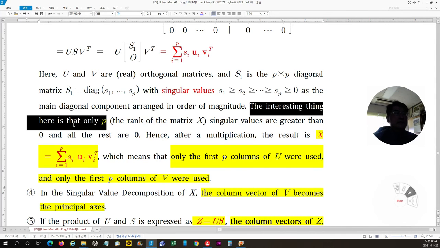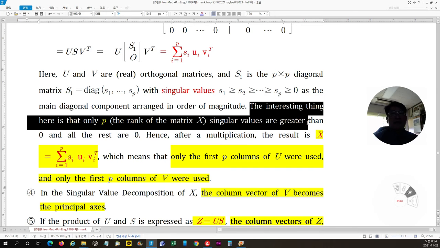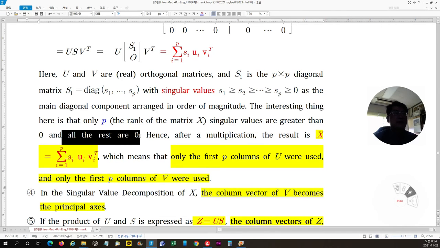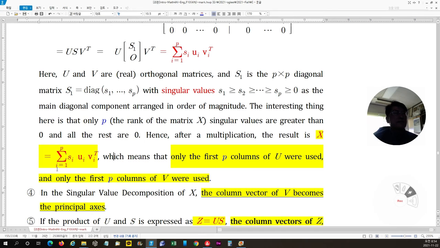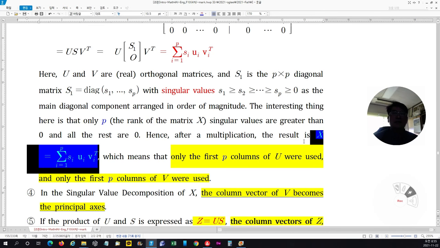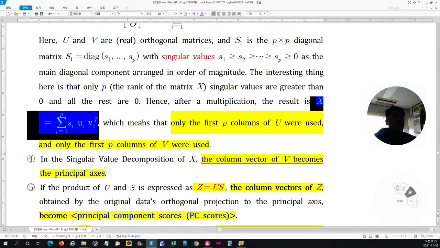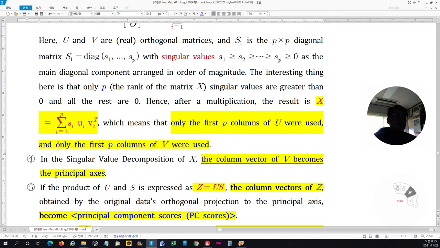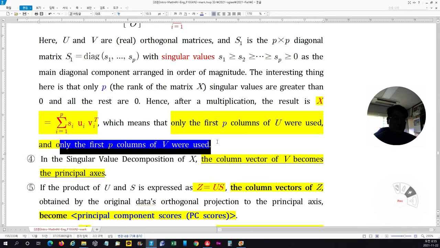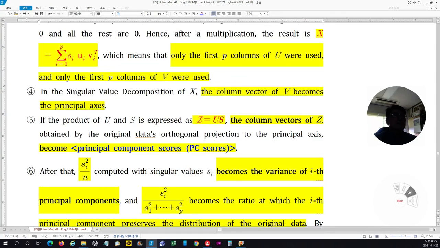The interesting thing here is that only p, which is the rank of the matrix X, singular values are greater than zero, and all the rest are zero. Hence, after multiplication, X can be written as the summation from i equal to 1 to p of Si times Ui times Vi transpose. This means the first p columns of U and the first p columns of V were used to represent X.